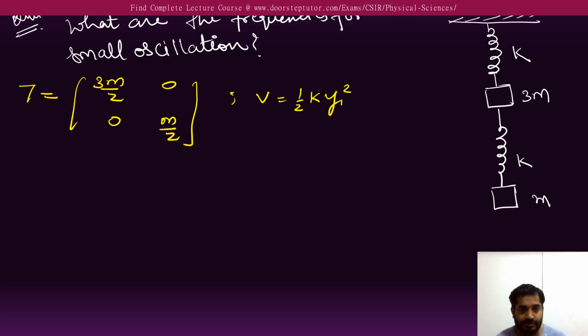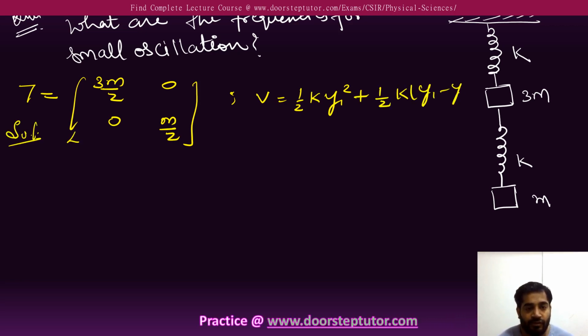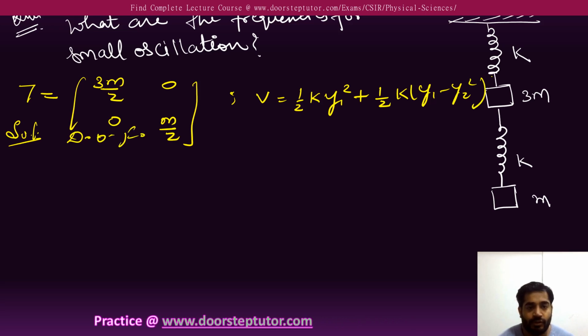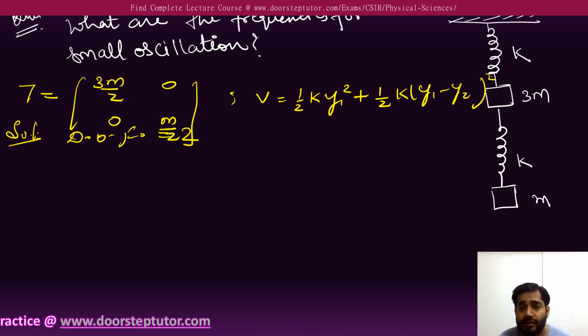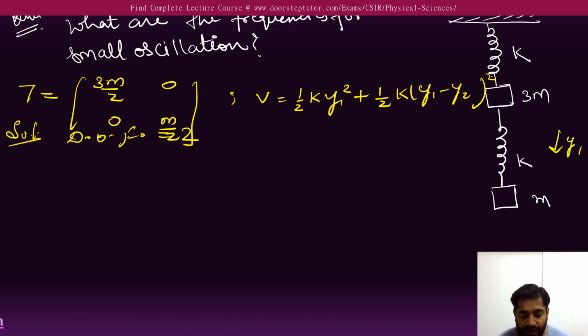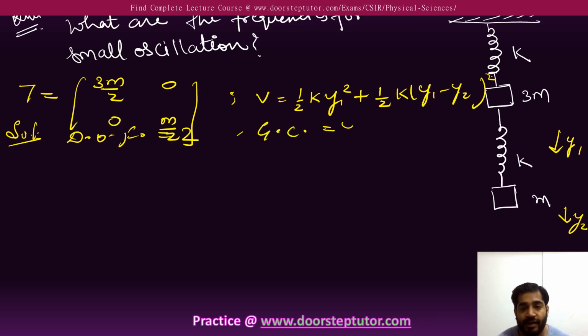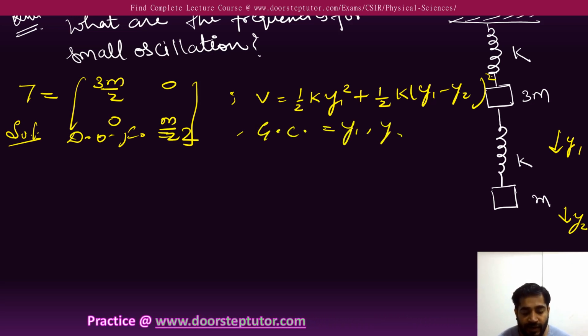For this, the first thing is to find the degrees of freedom. Its degree of freedom is obviously 2. Why? Because this mass is displaced by y1 and this one by y2, so there are 2 degrees of freedom. Clear? Using this, I define the generalized coordinates as y1 and y2.